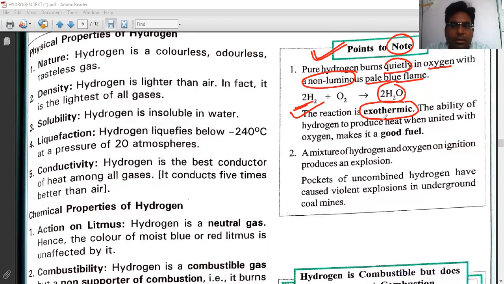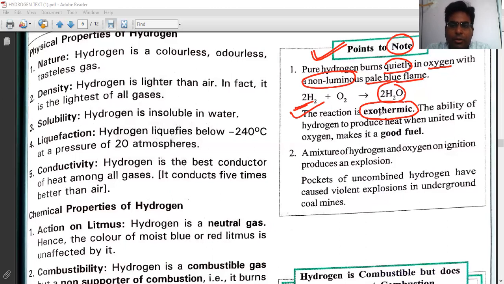So I think it says that pure hydrogen burns quietly in oxygen with a non-luminous pale blue flame. हाँ तो वही तो मैं... So I think you said it does not burn. No, it burns with a non-luminous pale blue flame. So when we are getting pure hydrogen gas now, that time we are getting a pale blue flame.